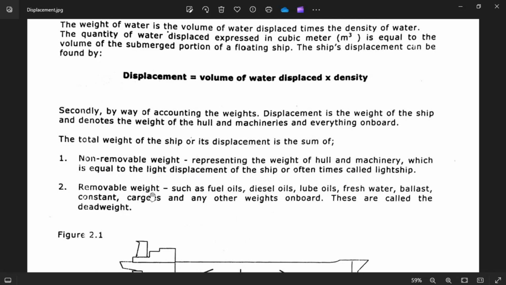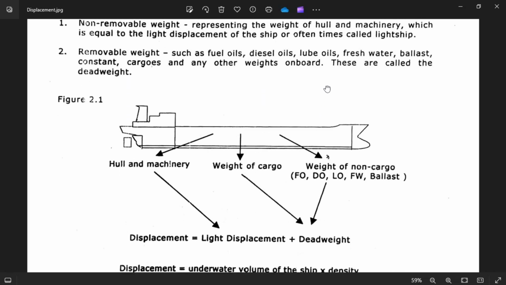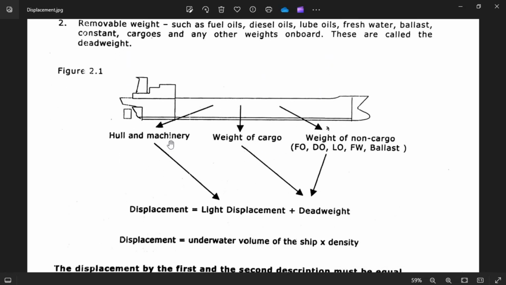And the removable weights, such as fuel oils, diesel oils, lube oils, freshwater, ballast, constant cargoes, and the other weights on board, these are called the deadweight. Okay? In figure 2.1, this is the hull. This is the light displacement. This is what you call the non-movable. And you have the weights of the cargo, when you put cargo in holds, let's say 1 to 7, and the weights of non-cargo, such as fuel, diesel oil, lube oil, freshwater, and ballast.